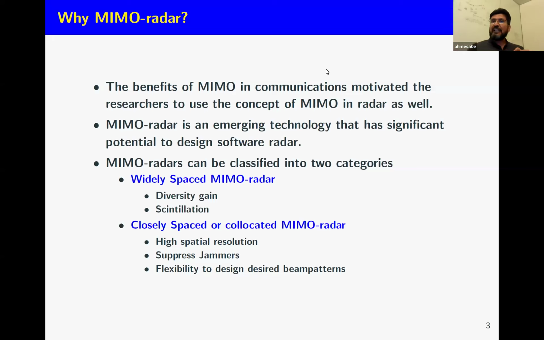And what benefits do we get with this one? We get high spatial resolution. We can resolve different targets that are very close to each other. And then we can suppress the jammers as well. And it provides us flexibility to design desired beam patterns. So we can achieve a variety of beam patterns through software, right? We don't have to change any hardware. With the help of software, we can achieve different beam patterns, right?